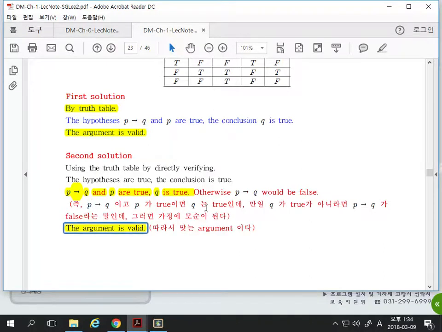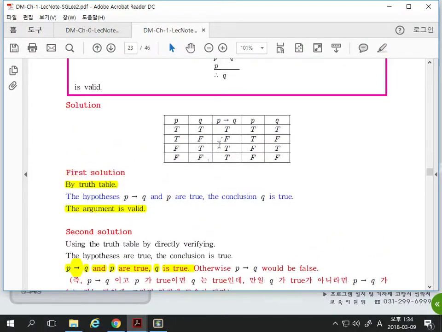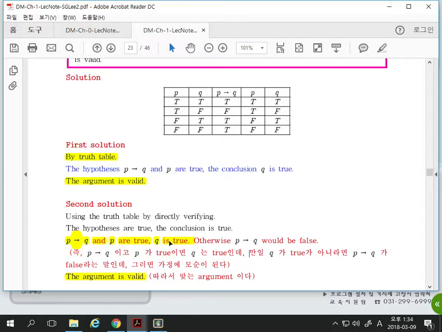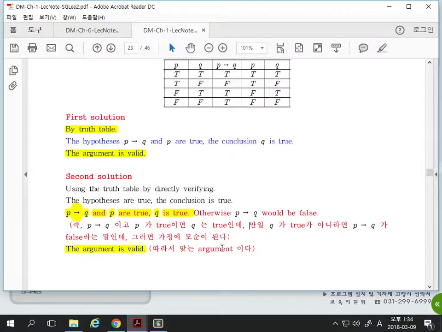So if you assume P, this is true and this is true, but the conclusion is false, then it occurs a contradiction. So this assumption, Q is false, occurs a contradiction. So this argument is valid.